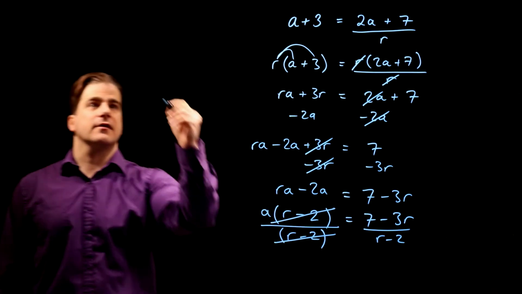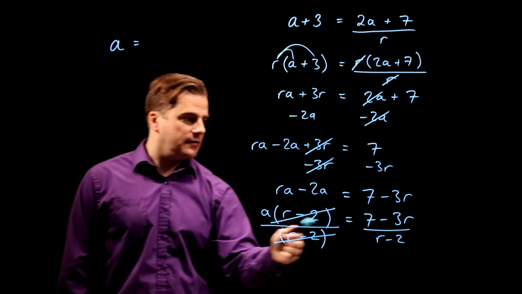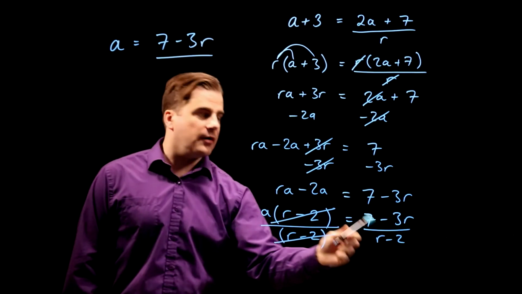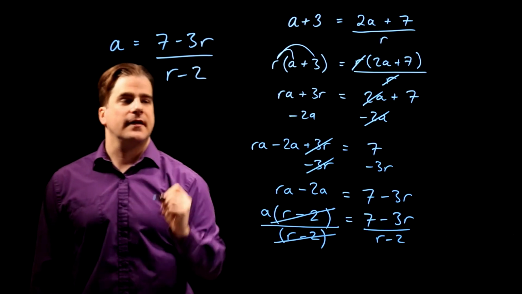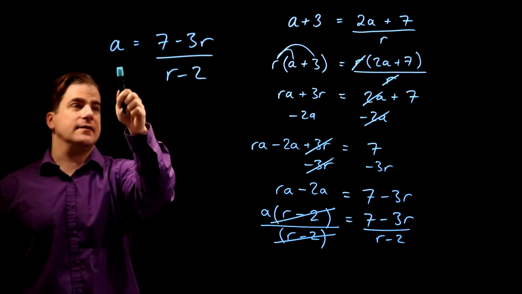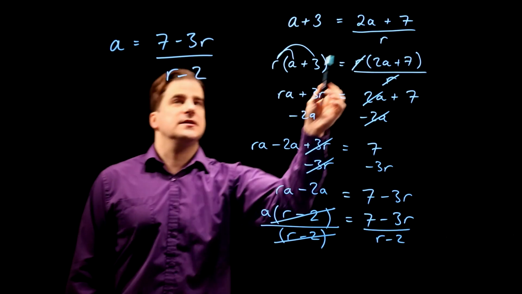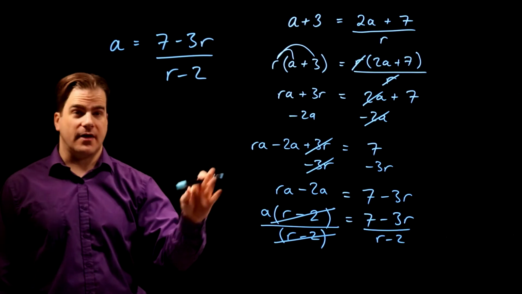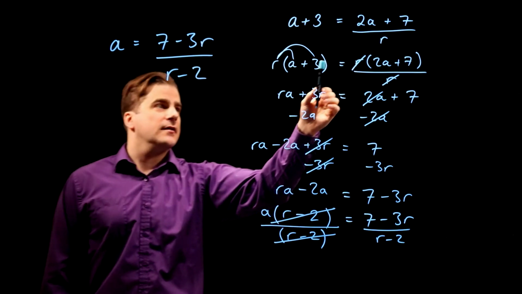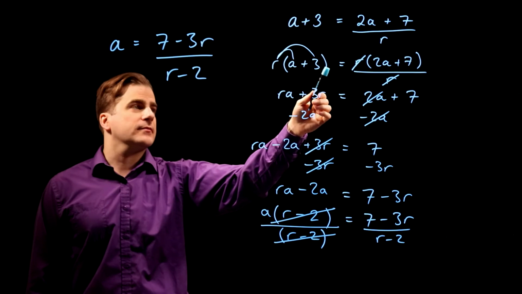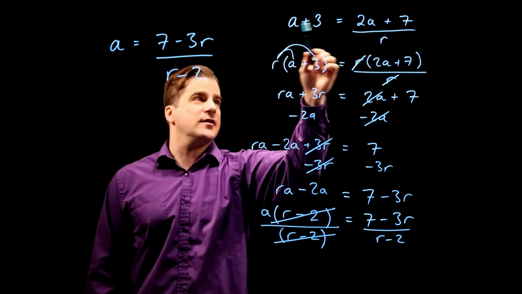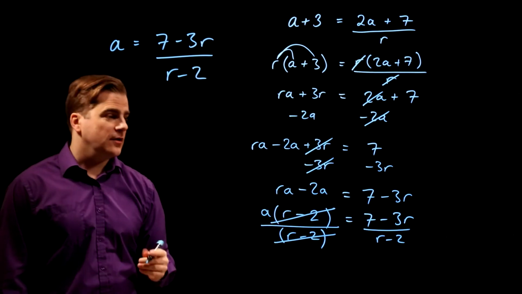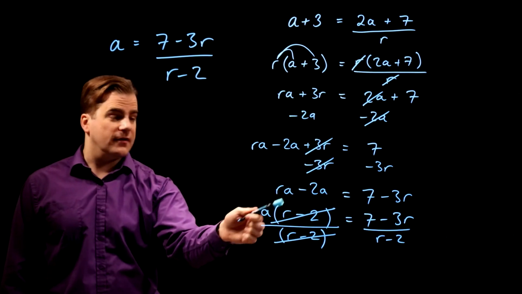We're just left with a equals 7 minus 3r over r minus 2. And that's it. We've done it. We've made a the subject of the equation. So that equation and this one are exactly the same equation, just in different forms. So remember that, okay? If you're handed an equation that has more than two terms in it, which you have to make the subject of the equation, in this case a, at some point you will have to factorize.